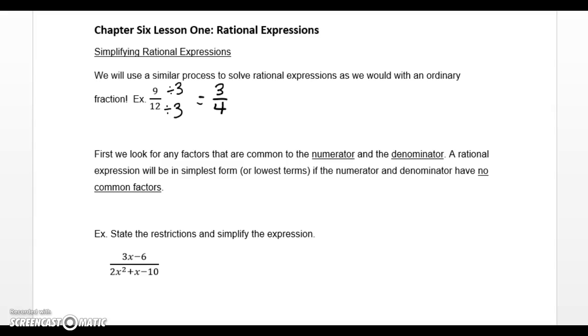In order to try this out, we're going to look at one of the examples from our notes. This is the first example from your simplifying rational expressions section. In this example, we're going to state the restrictions and then simplify the expression. So here we have 3x minus 6 over 2x squared plus x minus 10. We first have to look at your restrictions.